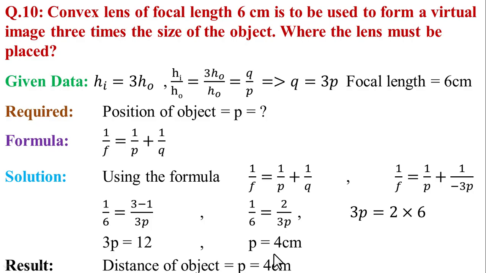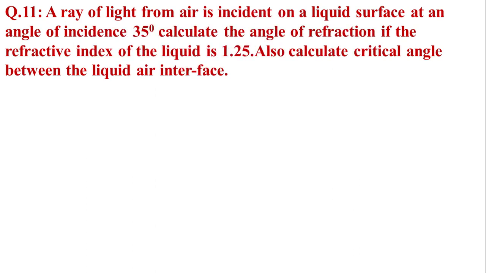In question number 11, according to the statement, a ray of light from air is incident on the liquid surface at an angle of incidence 35 degree. Calculate the angle of refraction if the refractive index of the liquid is 1.25. Also calculate the angle between the liquid and air interface.